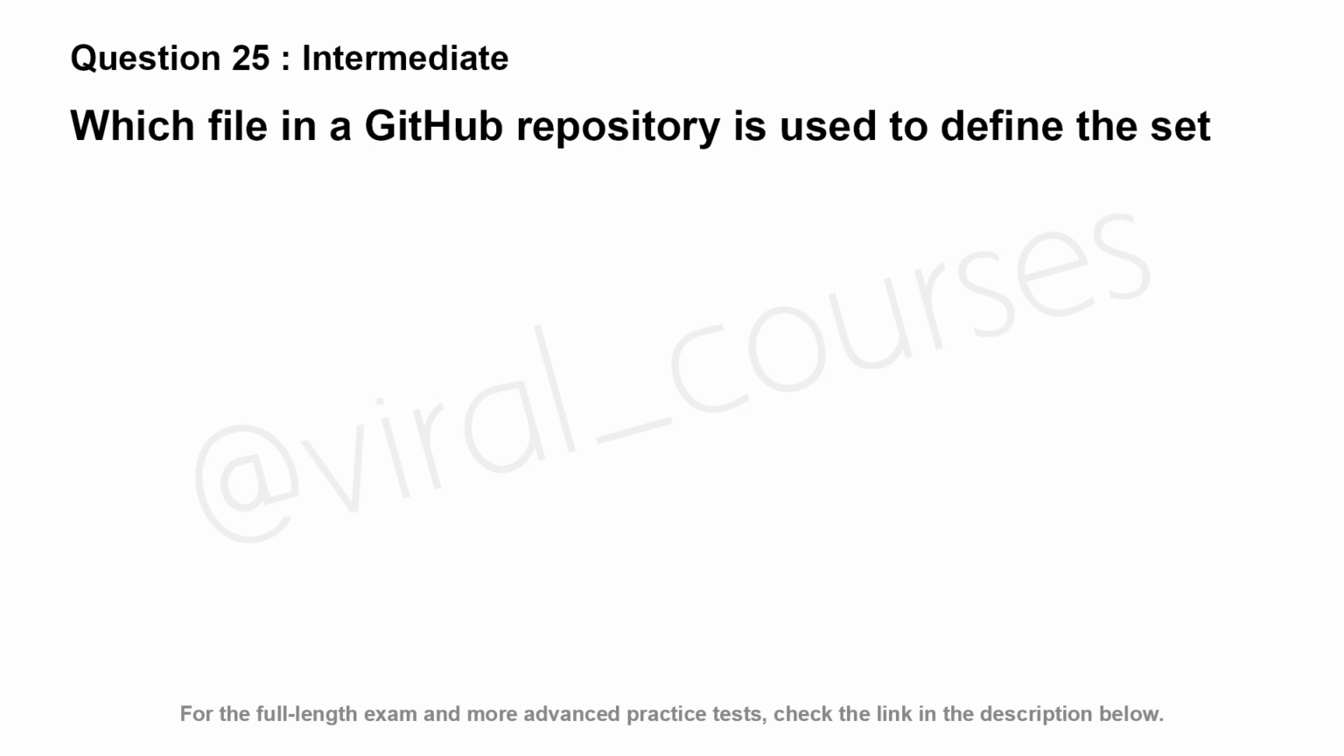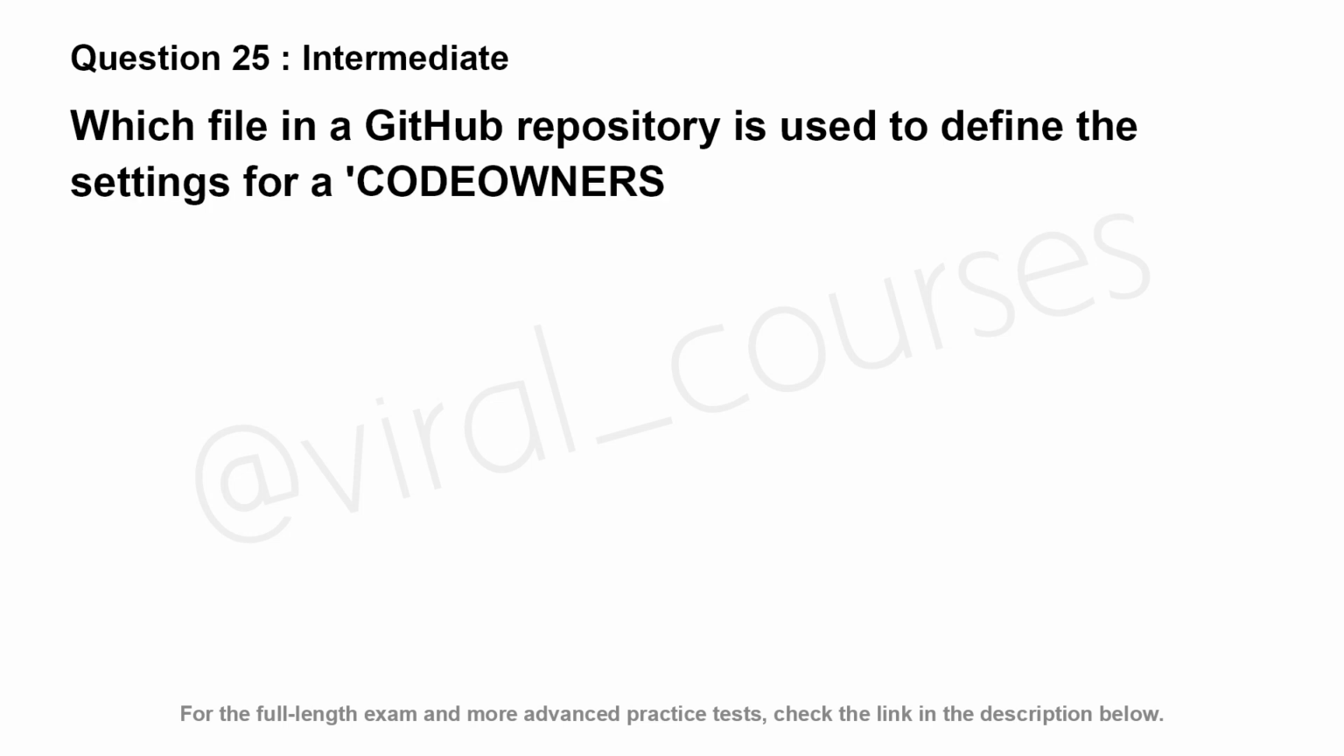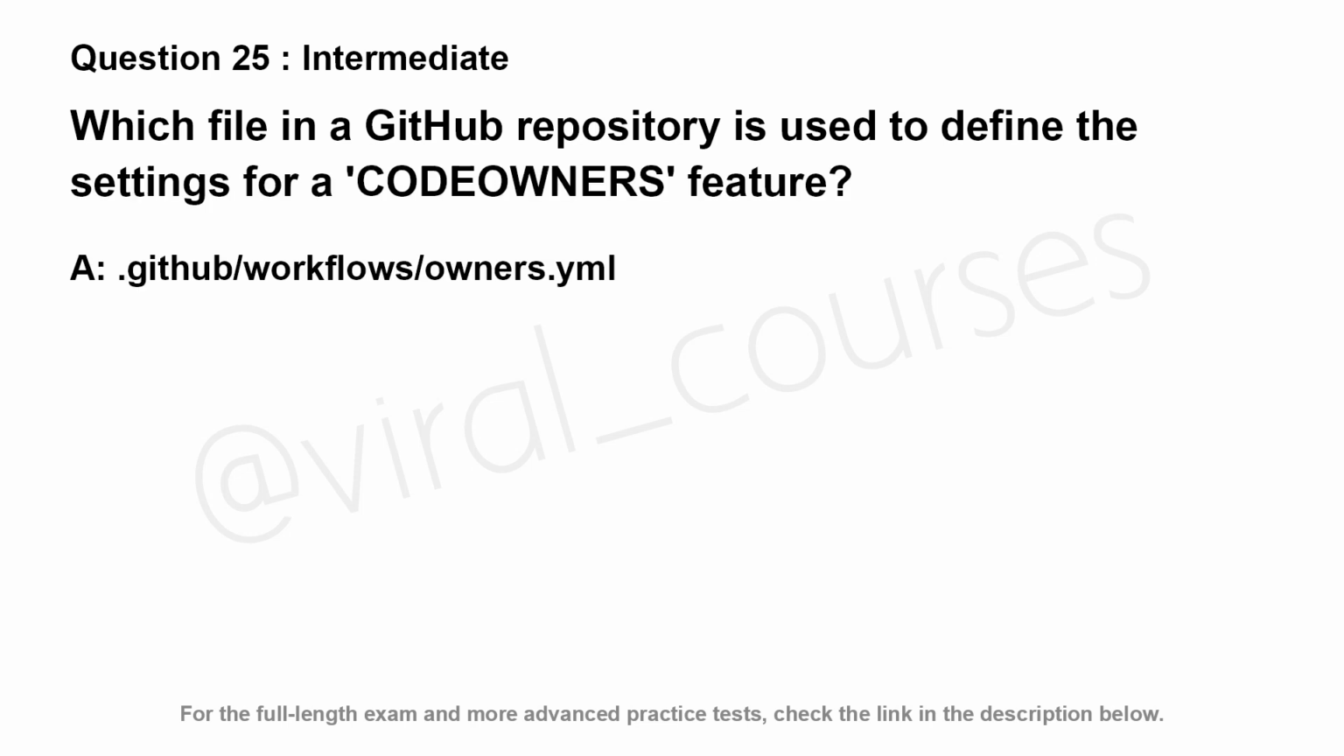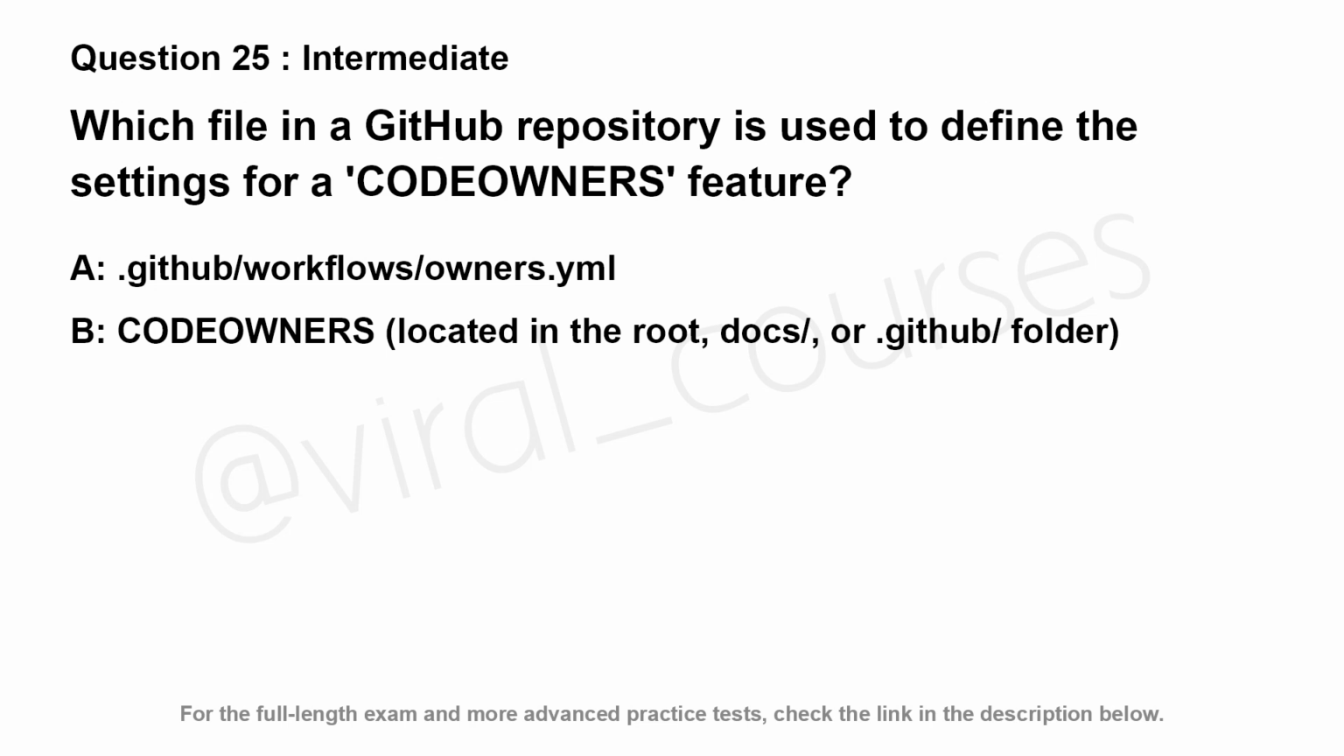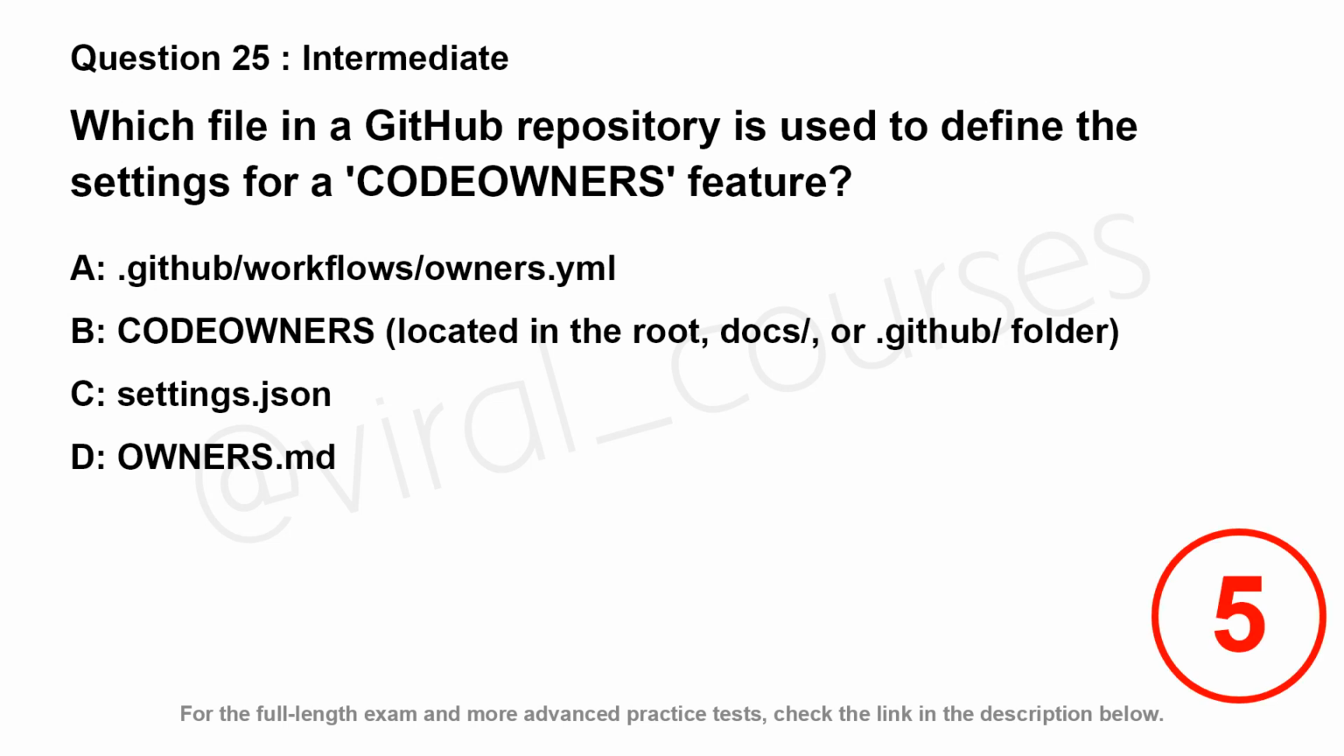Which file in a GitHub repository is used to define the settings for a CODEOWNERS feature? Option A, GitHub/workflows/owners.iml. Option B, CODEOWNERS, located in the root, docs, or GitHub folder. Option C, settings.json. Option D, owners.md.